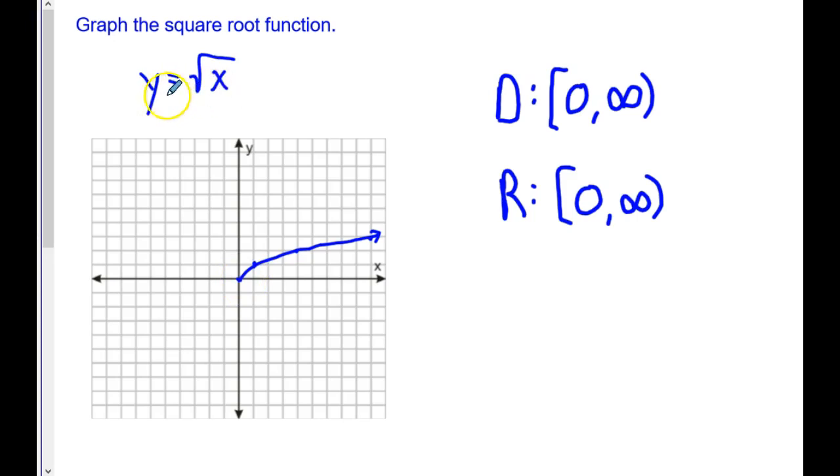If we put 1 in for x, we get an output of 1 for y as well, so (1, 1) is a point on the graph. Next, if we put 4 in for x, the square root of 4 is 2, so we see (4, 2) as a point on our graph as well, and you can see the general shape. This is going to continue to increase, just at a slower rate as we move to the right.